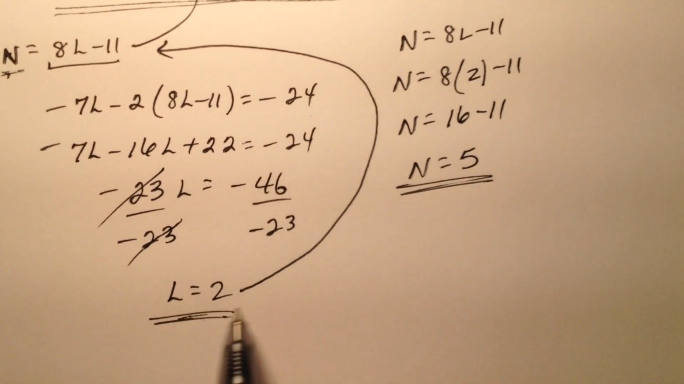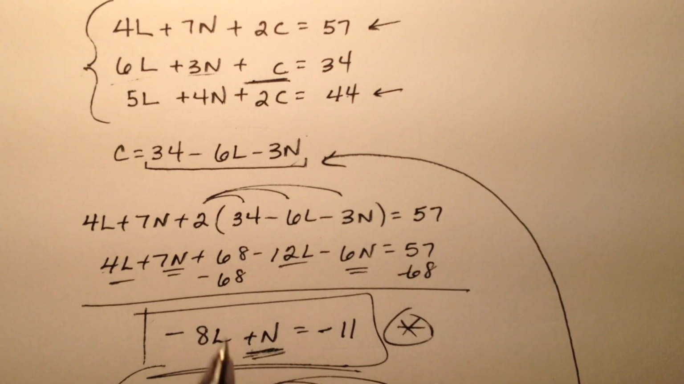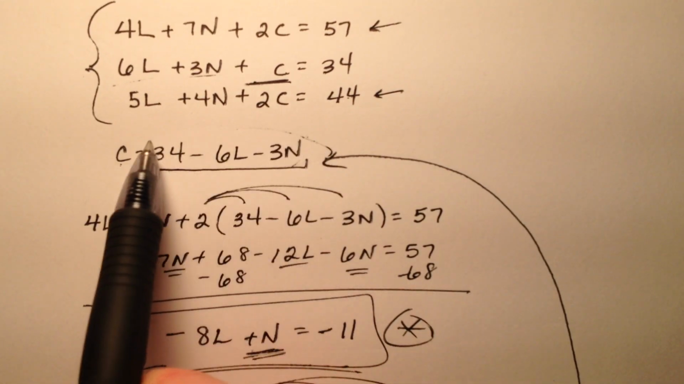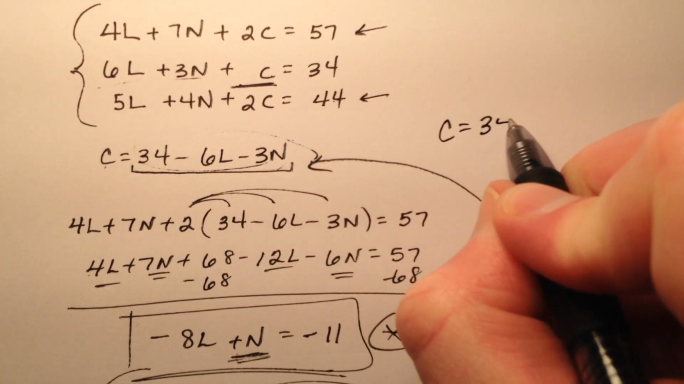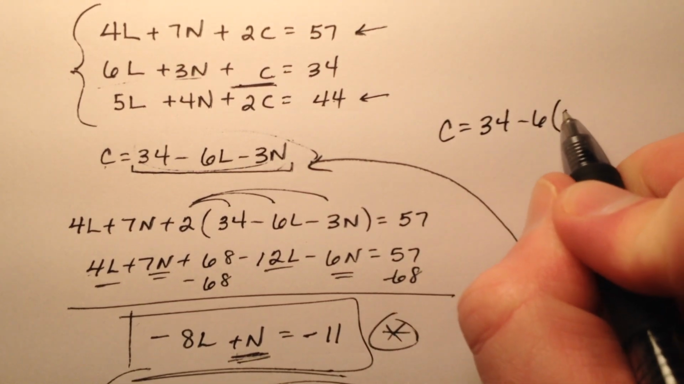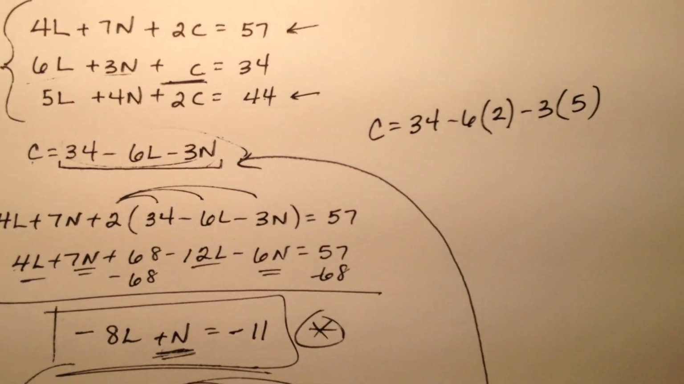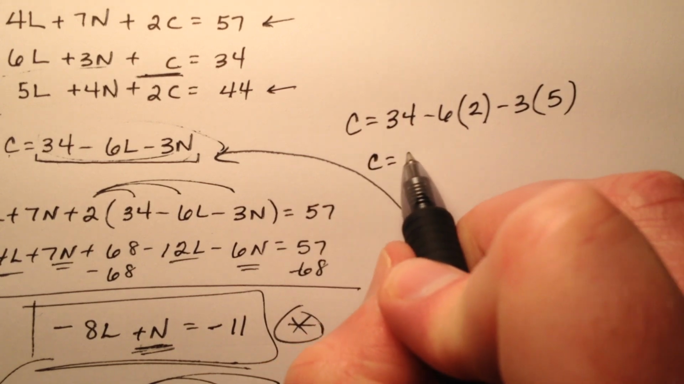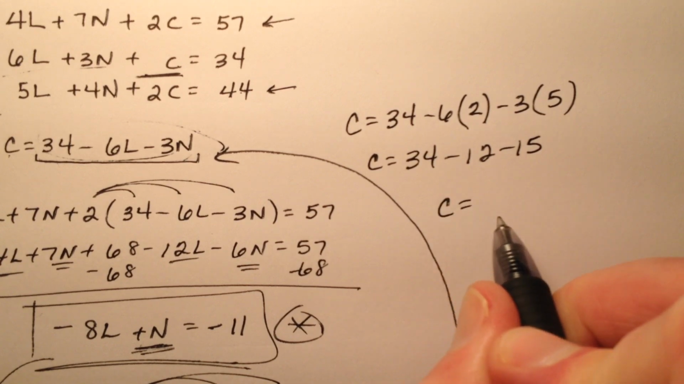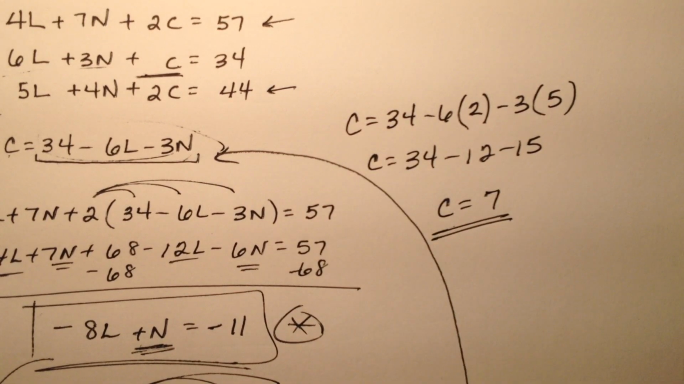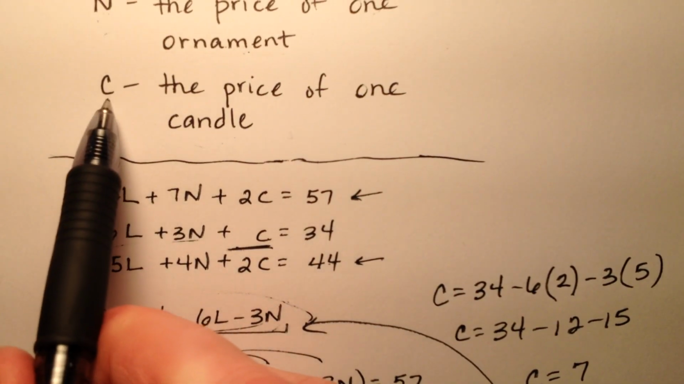And now that we have 2 of our values, let's go ahead and work them all the way back up to here. C equaled this expression, so I can substitute now into that. So 34 minus 6 times L, which was 2, minus 3 times N, which was 5. So C equals 34 minus 12 minus 15, and it looks like that's going to be 7. So again, 7 was the price of 1 candle right there.